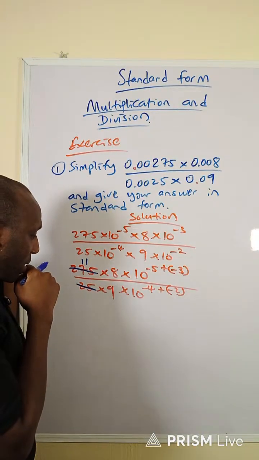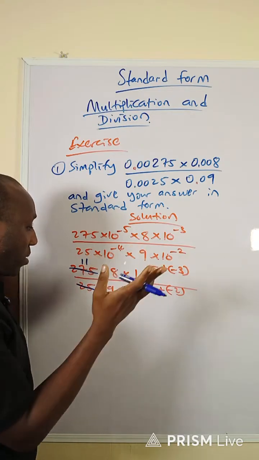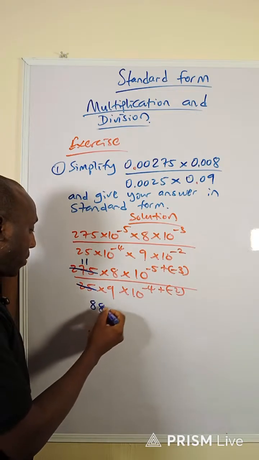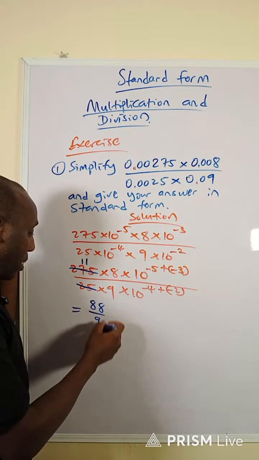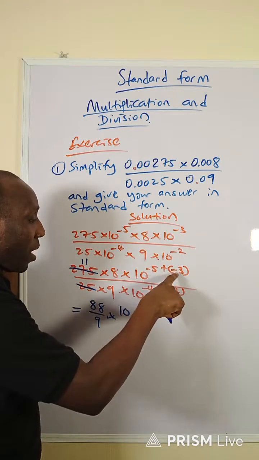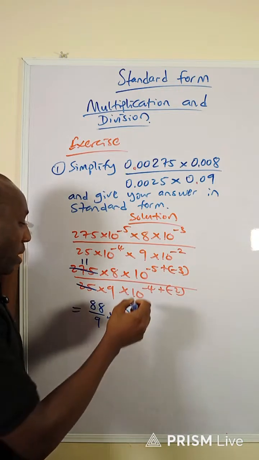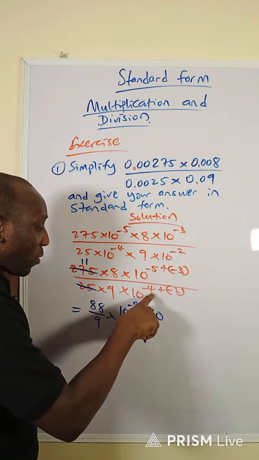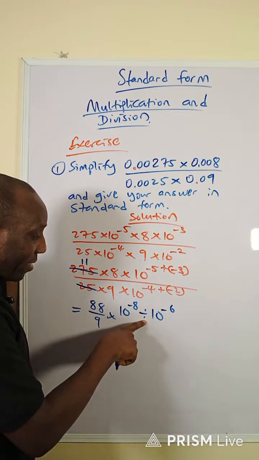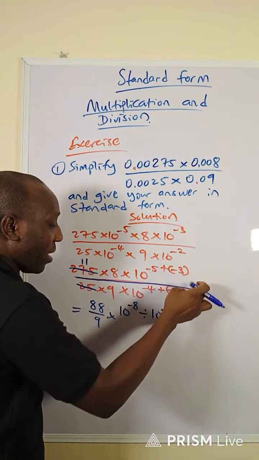What else are we going to be dividing? 8 cannot go into 9. I mean, I cannot divide 8 because it's not divisible. So I'm going to be doing 11 times 8, which is 88, over what? 9 times 10 raised to power minus 5 minus 3. Plus minus is minus 8, right? Divided by 10 raised to power minus 4 minus 2 is what? Minus 6. So minus 6 here. This division sign is from here. I brought this one to the same level, so I wrote divided by.